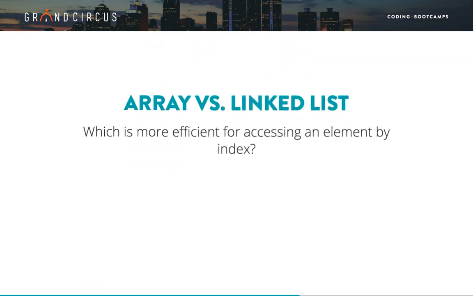Which is more efficient for accessing an element by index? An array list is more efficient in this case because arrays allow instant access to any index. With a linked list, you will have to loop through and follow the chain to that node.